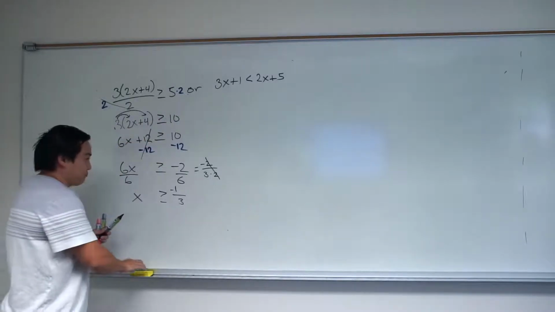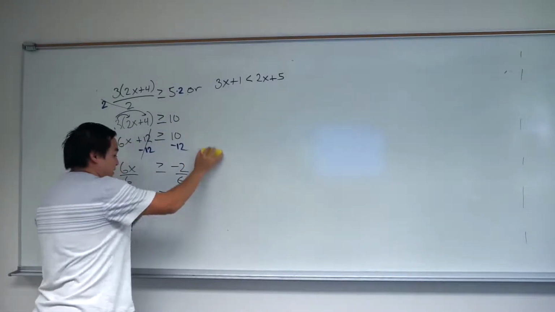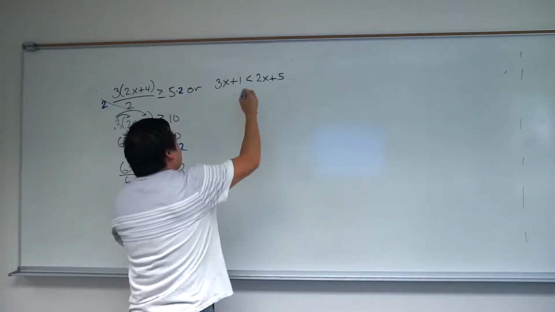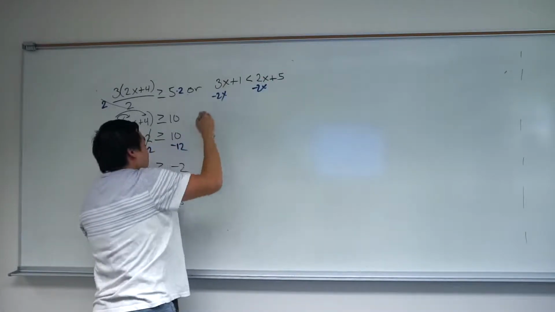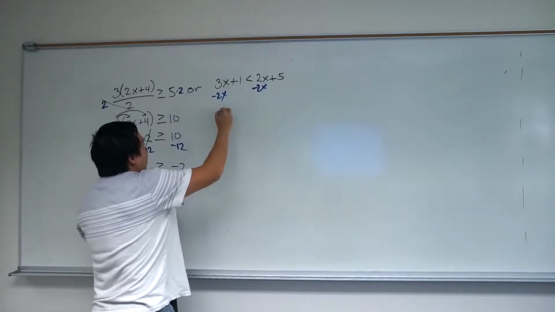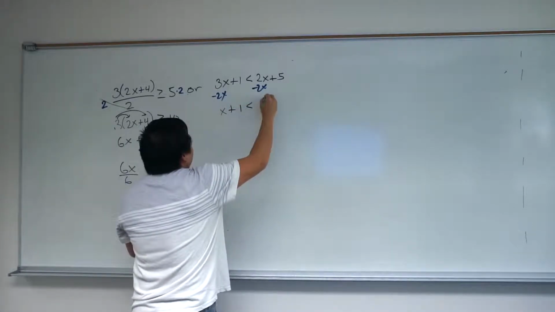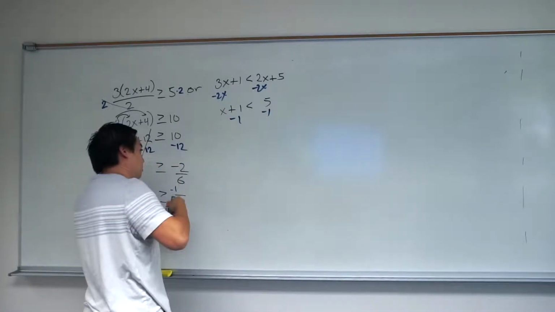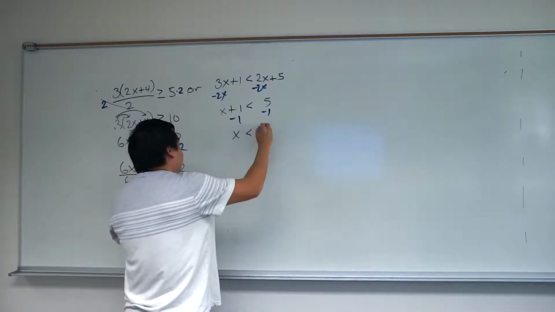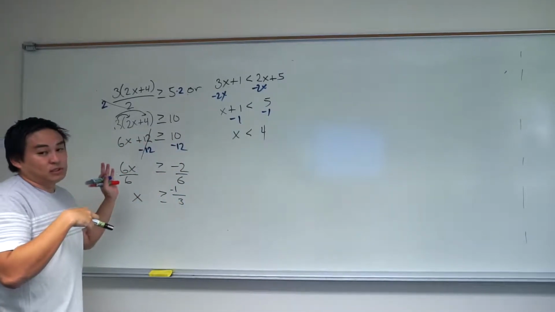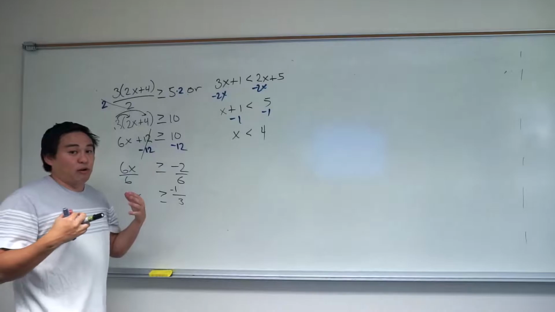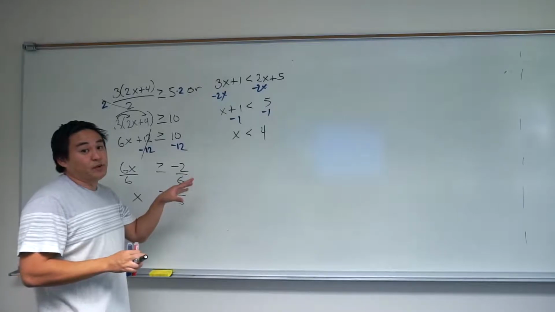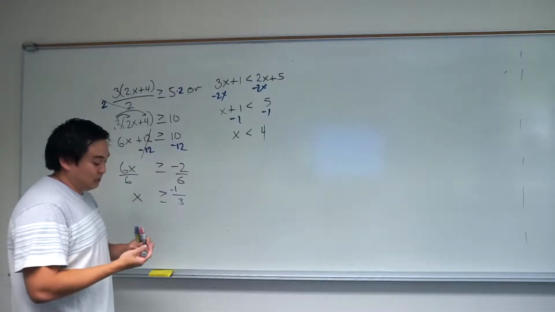Now do it for the other side. I'm going to erase this just so we have more space. I'm going to bring the 2x over. So we have x plus 1 is less than 5. And then subtract the 1. So x is less than 4. Now it doesn't matter if you bring the x's over to the left or to the right. It's just a personal preference that I keep them on the left. And I think it's easier if you make a uniform way of doing things. So I always bring x over on the left-hand side.